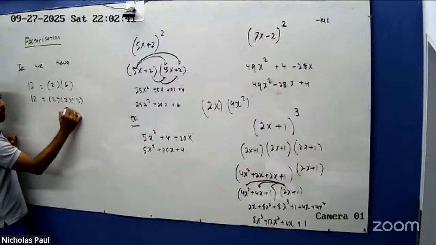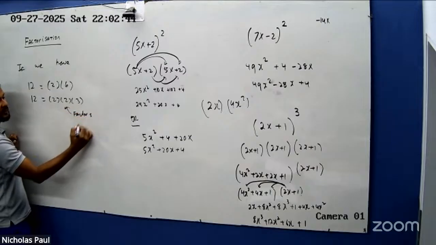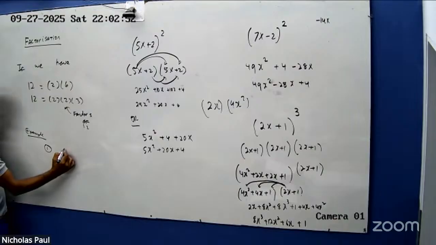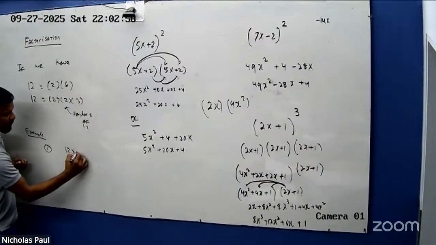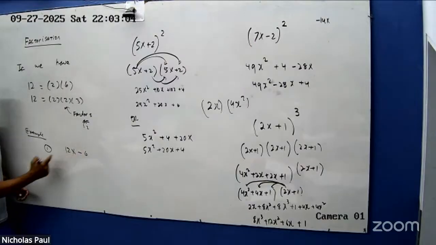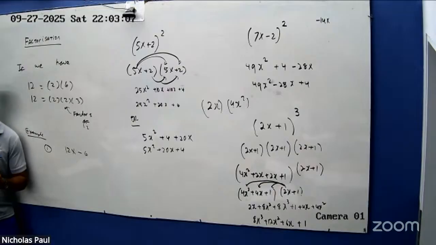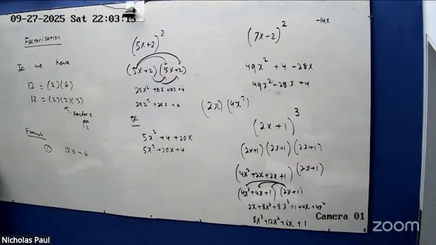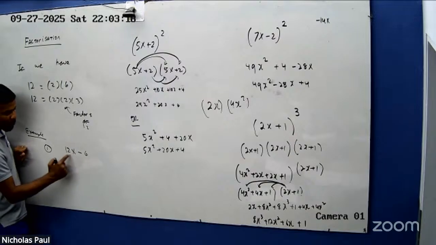So what we're trying to do now is the same thing with algebra. If I give you something like 12x minus 6, what we want is, how do we factorize this so that when we multiply, we end up with the original thing? So watch this here. Can I break down 12? 12 is what? 2 multiplied by 6, right?